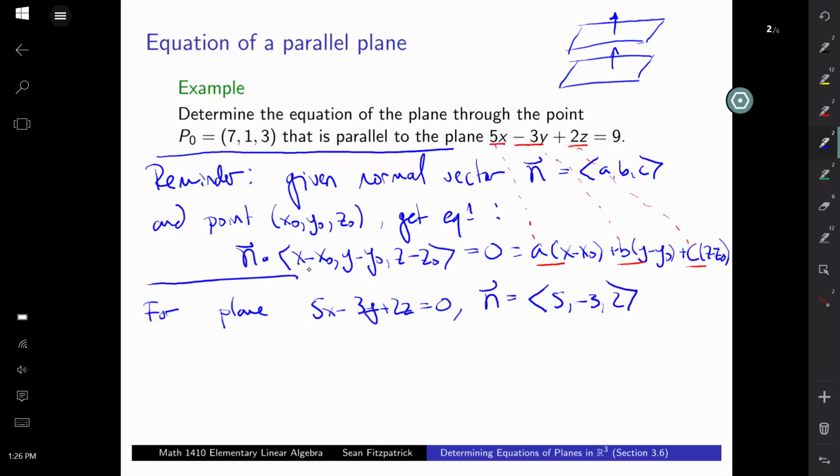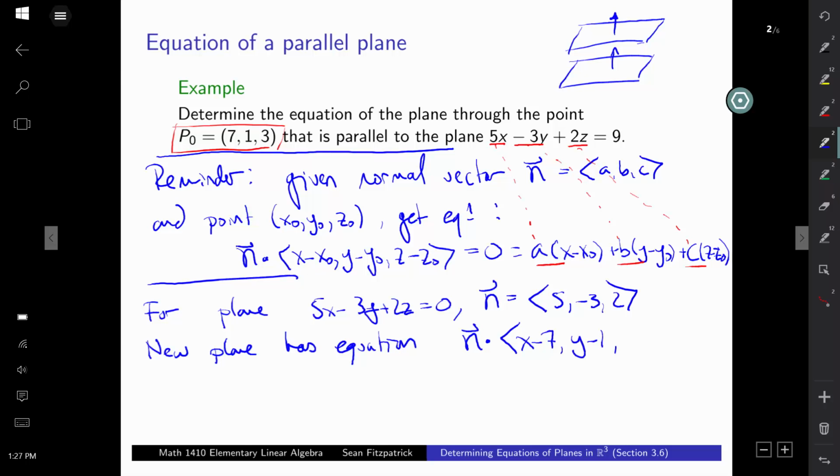The only thing that we're going to do is change the point, right? I don't know what point was used to determine that original equation, but we're going to use this different point here to get the equation for our new plane. So how do we do it? Well, we follow this procedure in the reminder, and the equation for our new plane must be n dotted with x minus 7, y minus 1, z minus 3 equals 0, putting in the coordinates for this point p naught.